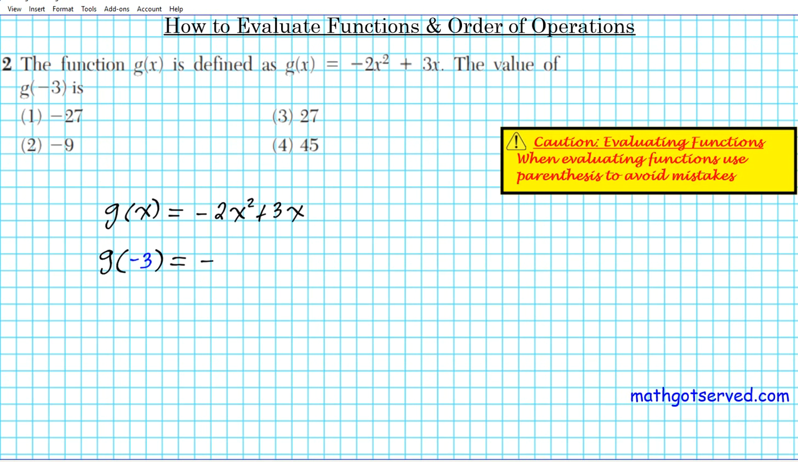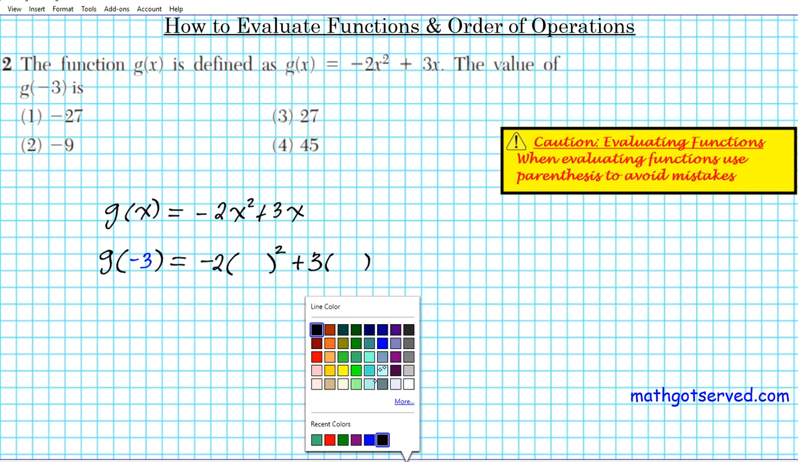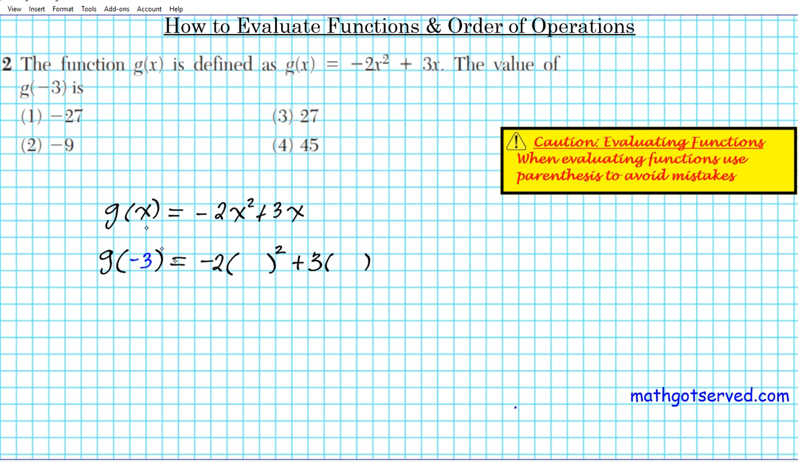Okay, so we have negative 2. What's going to happen is all the spots that have x's, we're going to take out the x's and replace them with parentheses. Why are we doing that? Well, it's because we're going to substitute the new x value, which is negative 3, into the empty spaces. So you have g of negative 3. This input value right here is your x value. So x is basically negative 3.